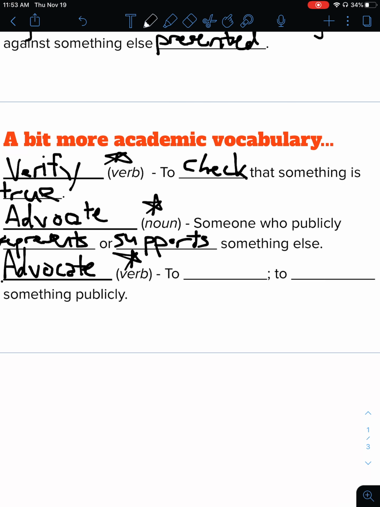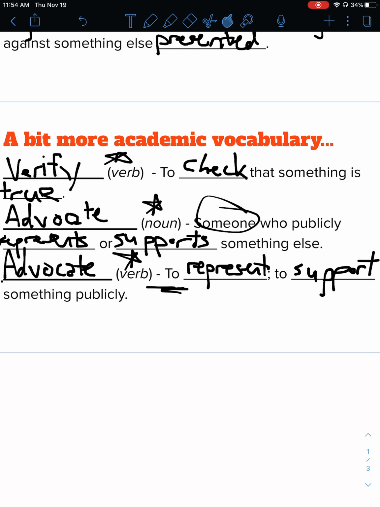If I were to advocate for you, I am representing or supporting you. So they are very, very similar in terms of definitions. The main difference here is that one of them is someone who does these things, and the other one is to physically actually do the representing and supporting.